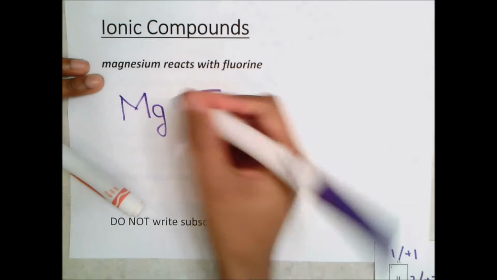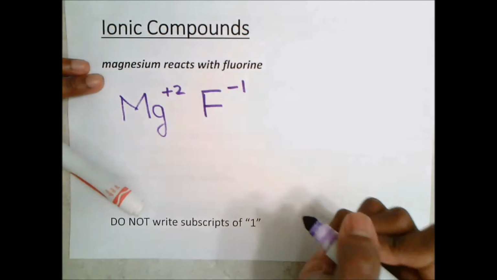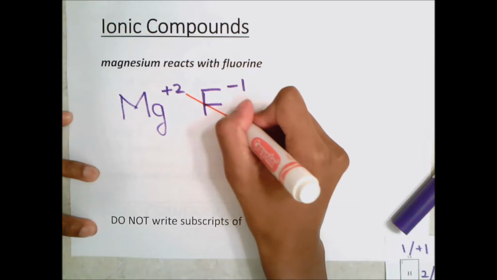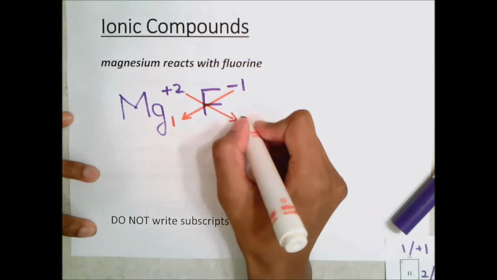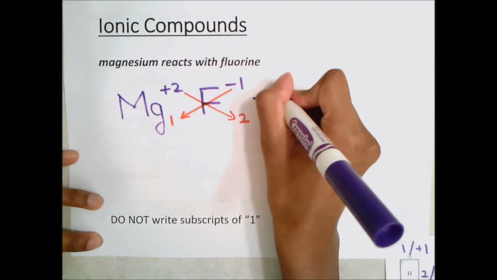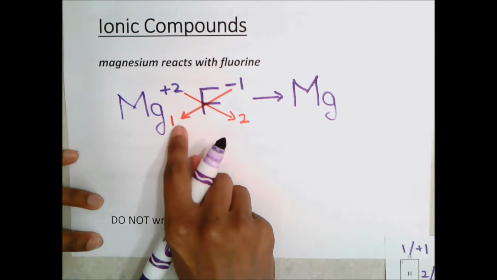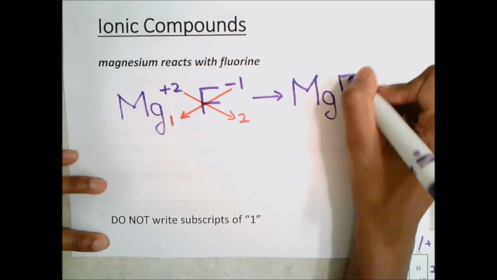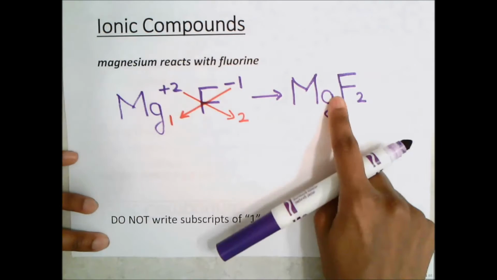So magnesium would have a +2, fluorine would have a -1. So what you're going to do, and if it helps, you should draw out the crisscross. The 1 is going to come down here and the 2 is going to come down here. So what that looks like is magnesium. We don't write the 1s. We only write anything greater than a 1. So it should be F2. Again, don't write the 1s. So that's our final answer.